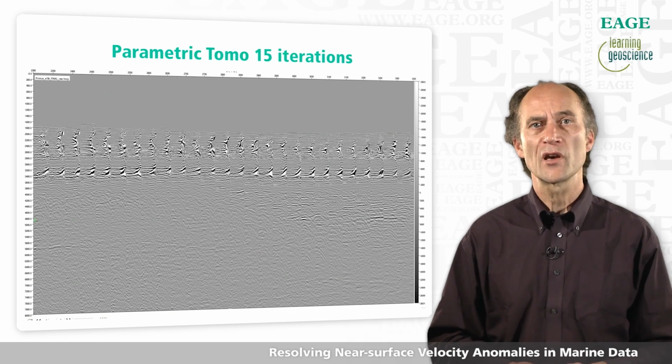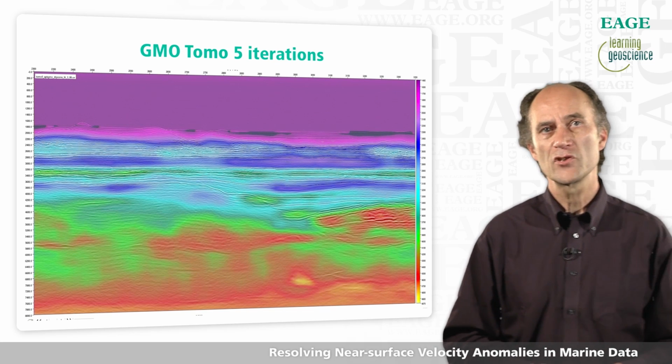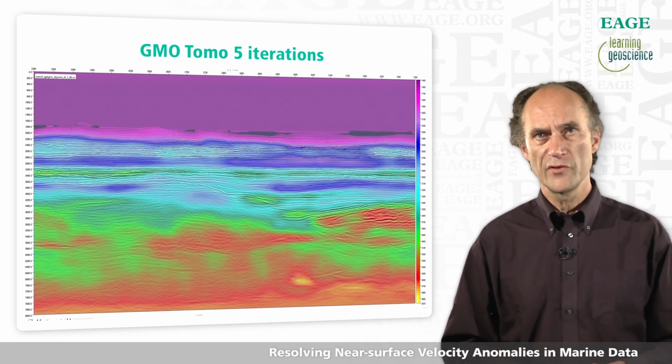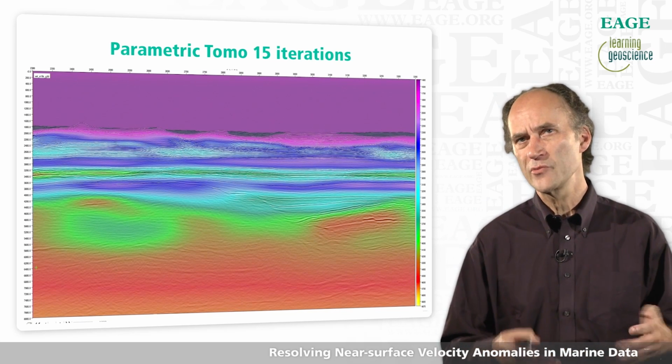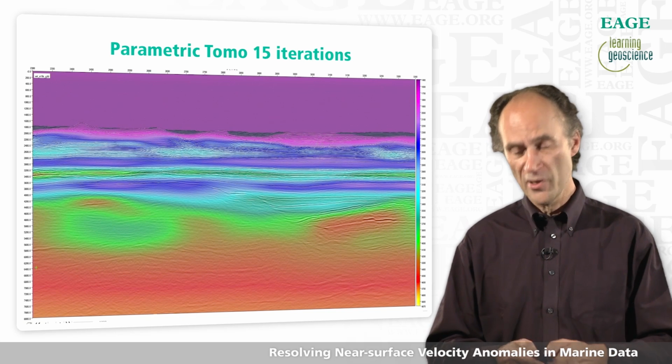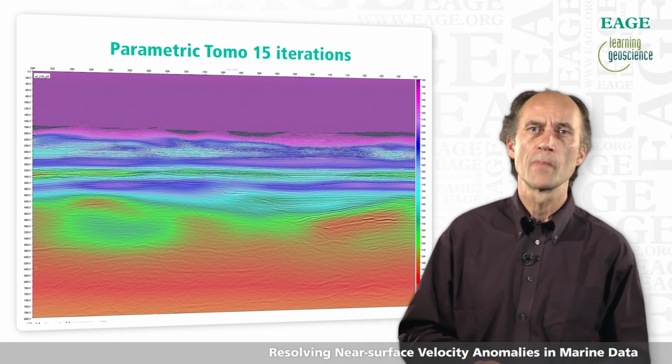And looking at the models coming out from that, that's the detail we get after 5 iterations of generalized move-out picking versus 15 iterations of parametric. So sometimes you can get to the same place, sometimes you can see through the complexity, but it might take a lot longer. So it's an important point.